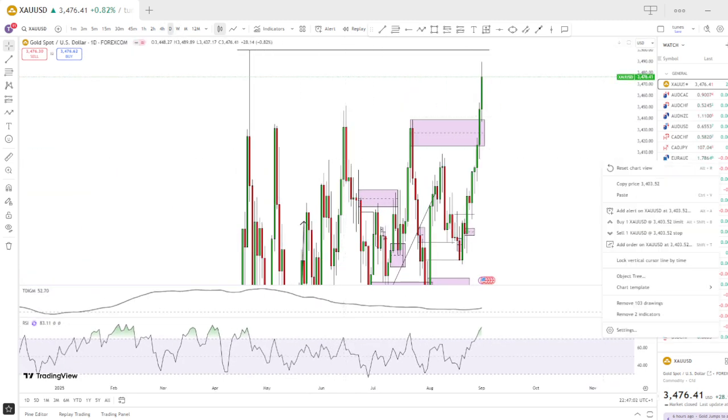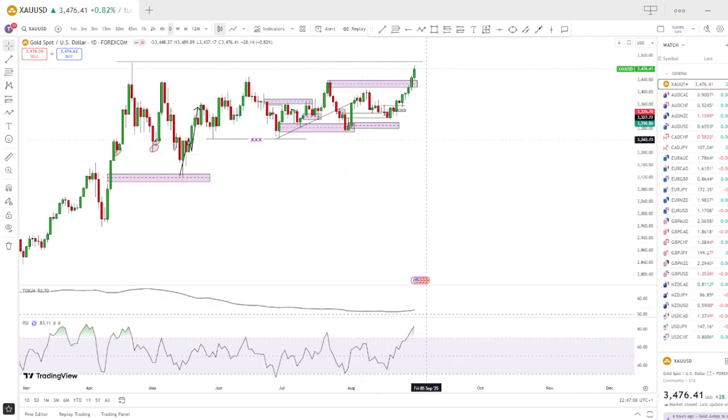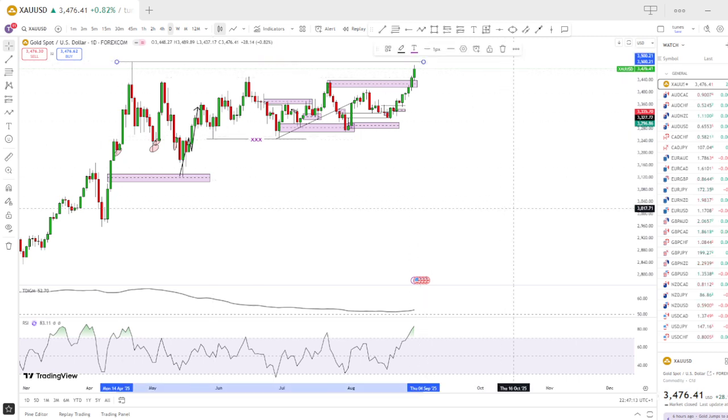So gold has been a very bullish guy for the past couple of weeks. Basically, what we are seeing right now is that gold is nearing again a previous all-time high. This is around, let's say, 3500.